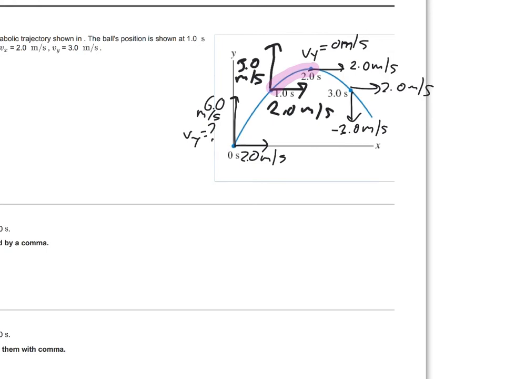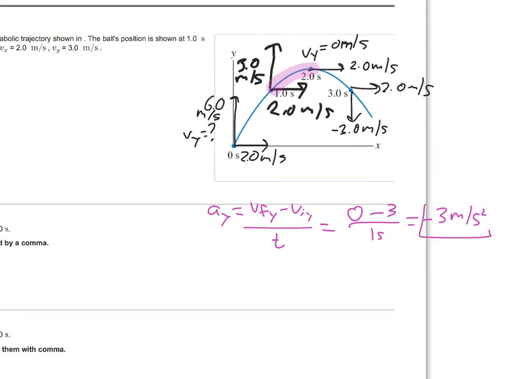And I can actually go ahead and set up an equation to solve for my acceleration, thinking about my initial and final velocities for that period of time. So my final velocity is going to be 0, my initial is going to be 3, and my time is just 1 second, which means my y acceleration here is negative 3 meters per second squared. And so there I see what my y acceleration is, and if I really wanted to, I could set up another equation to solve for that acceleration at the very beginning.